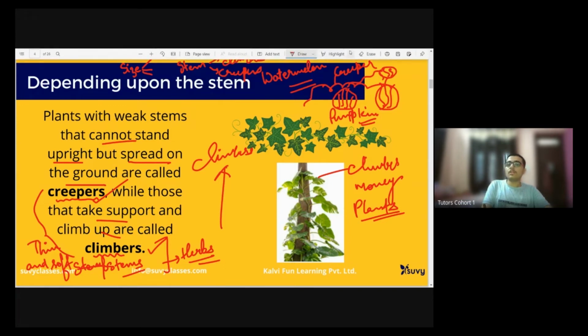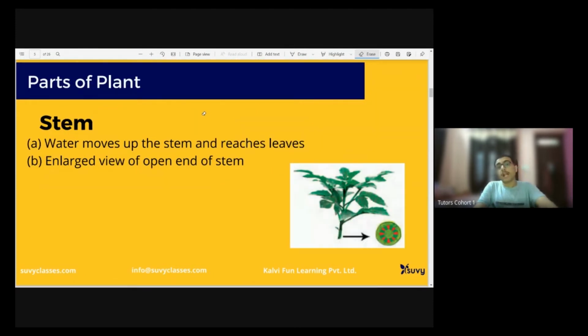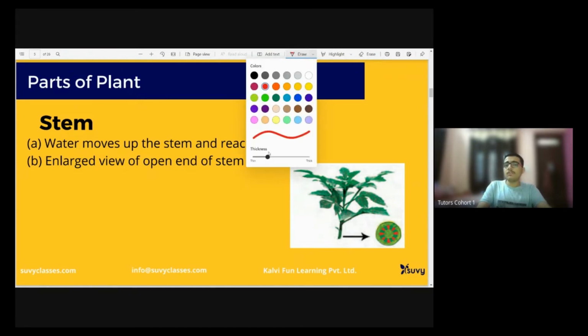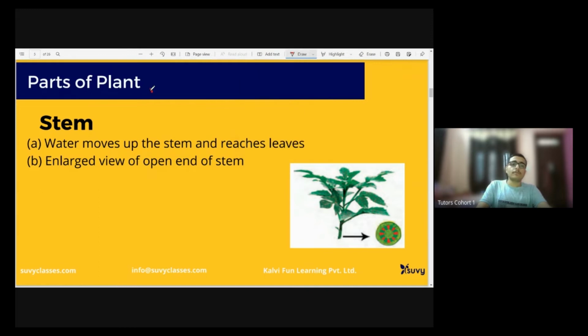Let's move ahead to the next slide for the forthcoming topic: parts of the plant. Children, we have divided the plants into various categories. Now we are moving towards the parts of the plants. If this is a plant, it has a stem like this. Then it has a root system, something like this. It has branched roots, maybe. This be the ground. It has more branched stems.